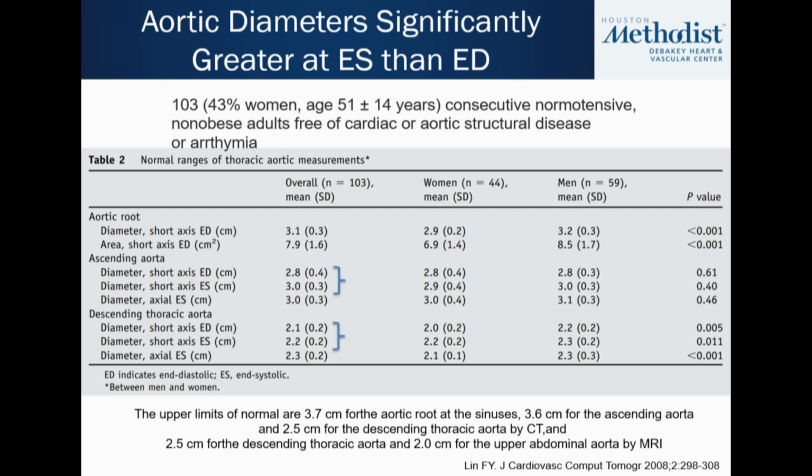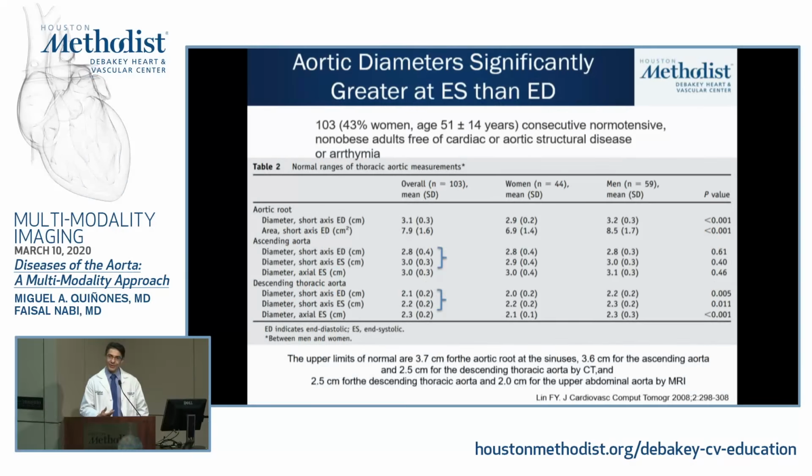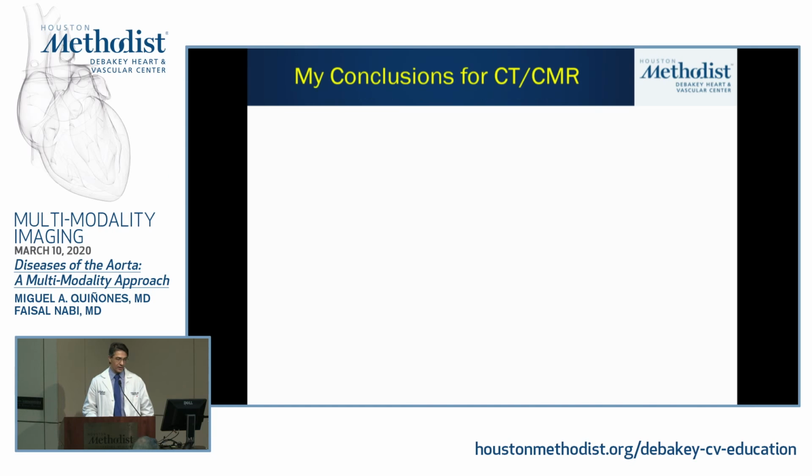Studies have also shown us that it is important to know whether your measurements are in systole or in diastole. This is one study that's been published that went ahead in completely normal patients and evaluated the aorta in different locations, both at end-systole and in diastole. And you can clearly see here that end-systolic measurements are greater. So you will have a difference in measurements whether you acquired in systole or diastole. So this is just to show you some of the data that's out there.